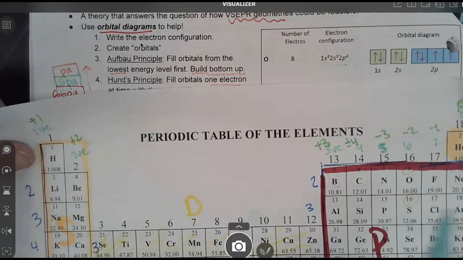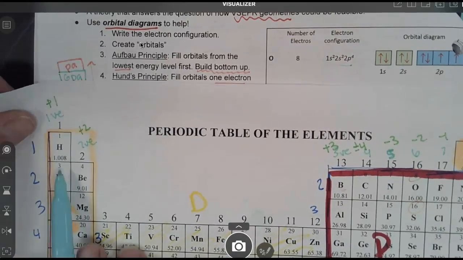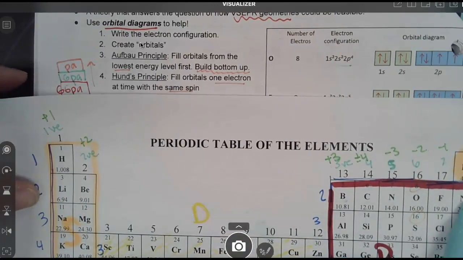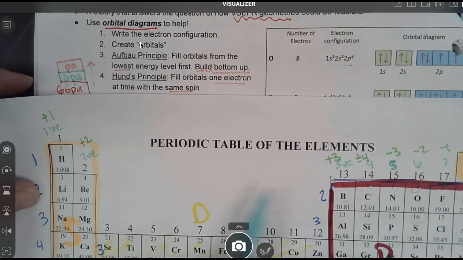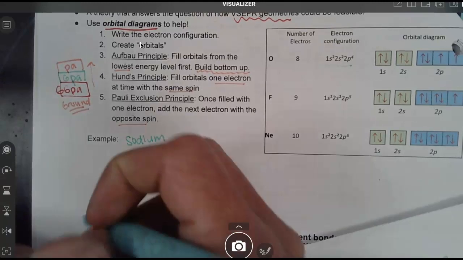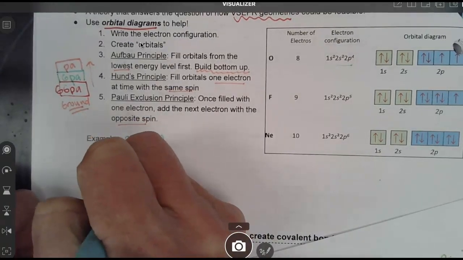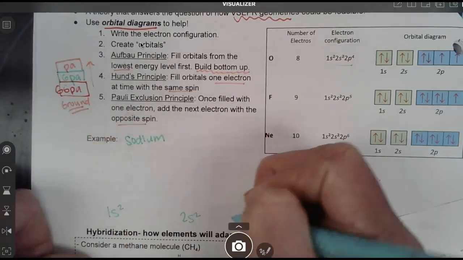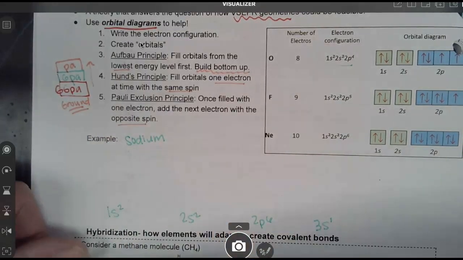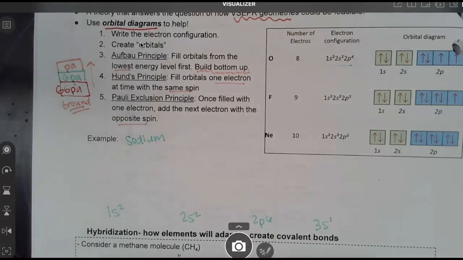So sodium is here, 11 electrons, and so I'm going to start with 1s2, and then 2s2, 2p6, 3s2, 3p6. Oh, no, I'm not. I lied. 1s2, 2s2, 2p6, 3s1. I'm just going to stop right here at 1. So I'm going to write that out. 1s2, 2s2, 2p6, 3s1.